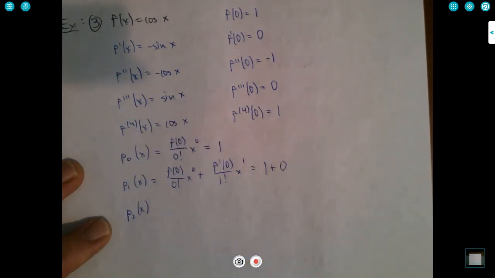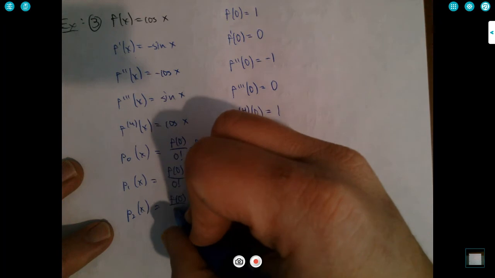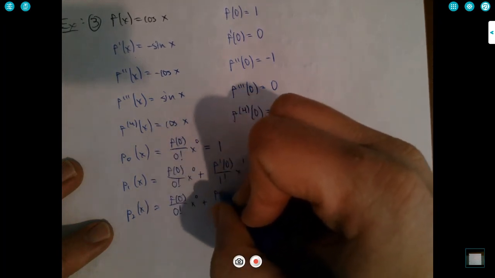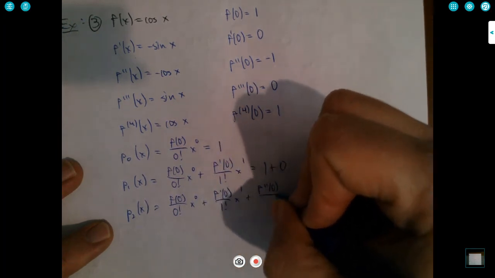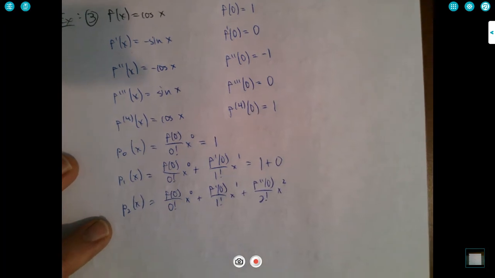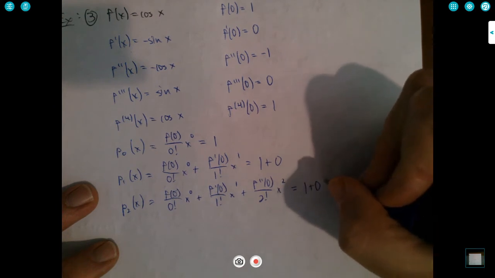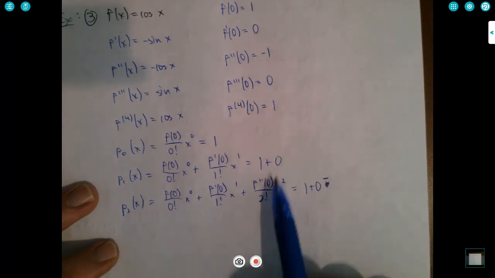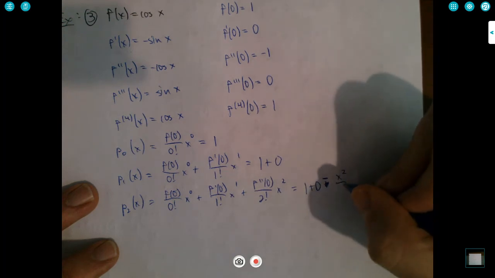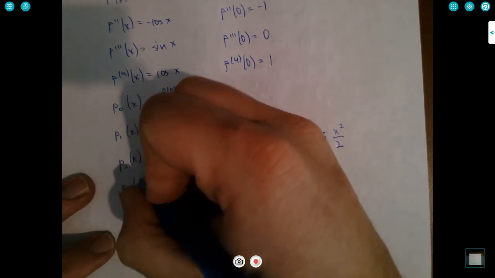The second order Maclaurin polynomial for cosine x is going to be f of 0 over 0 factorial x to the 0 plus f prime of 0 over 1 factorial x to the first plus f double prime of 0 over 2 factorial x squared. So that's going to be 1 plus 0 minus, because f double prime of 0 is negative, so it's going to be minus x squared over 2. Let's do a couple more, and then we'll try to write down a general rule.